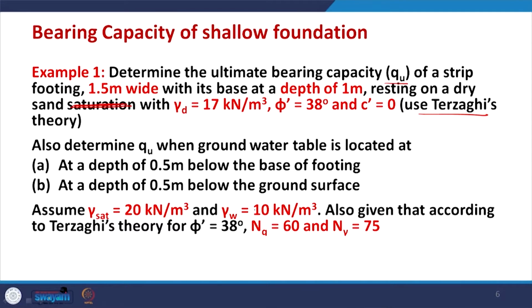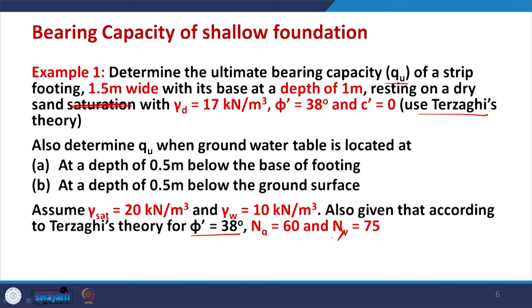Other data given are that the saturated unit weight is 20 kilonewton per meter cube, the unit weight of water is 10 kilonewton per meter cube, and for Terzaghi's theory, when you assume the angle of internal friction 38 degree, the value of NQ is equal to 60, N gamma is 75. With this data we need to start the computation.